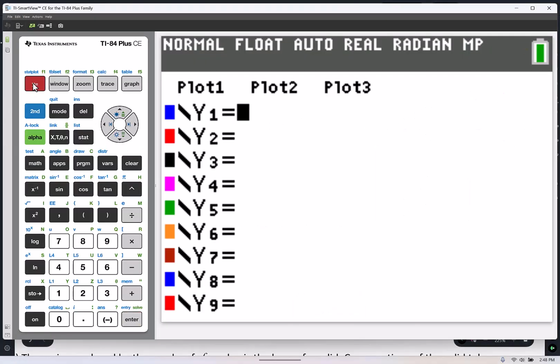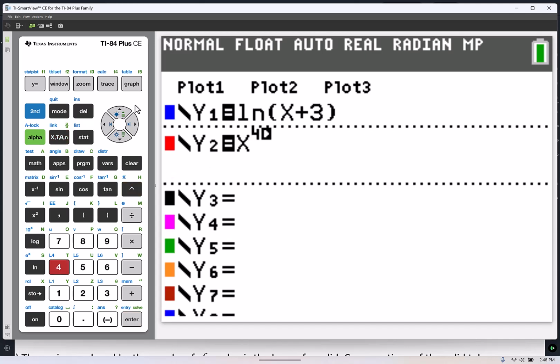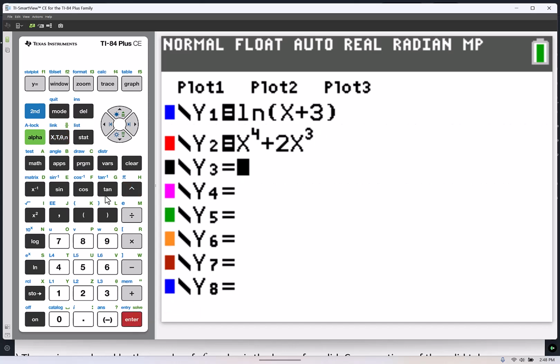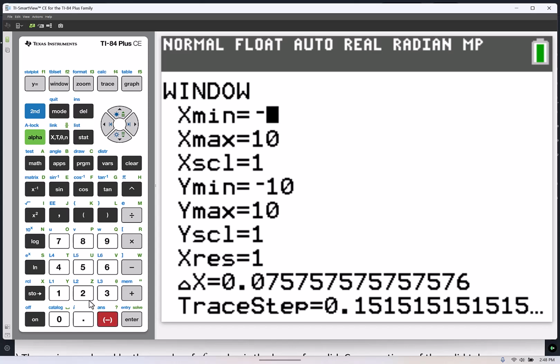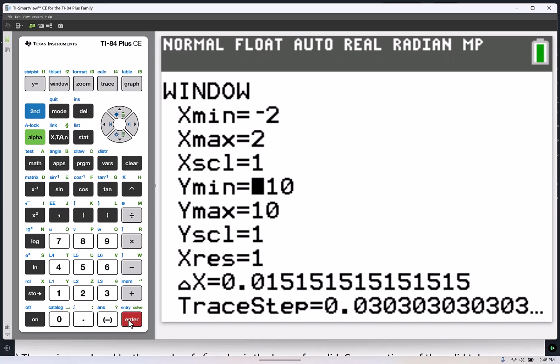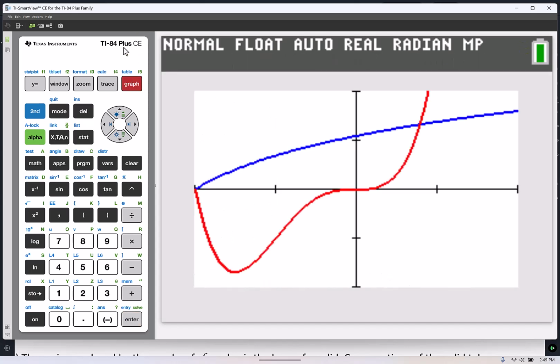So I take my calculator. I hope it's still here because we did it this morning. Nope. Okay. What is it? ln of x plus 3. And what was the other one? x to the fourth plus 2x cubed, like that. Okay, window -2 to 2. I don't remember the exact window, but that's good enough. I need this intersection right there, guys.